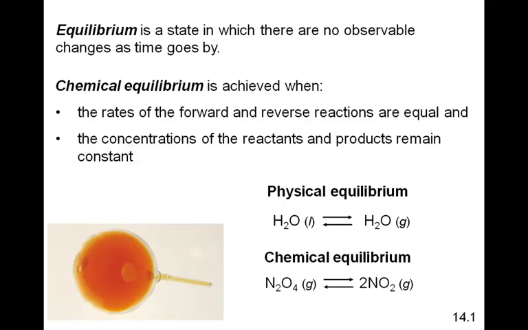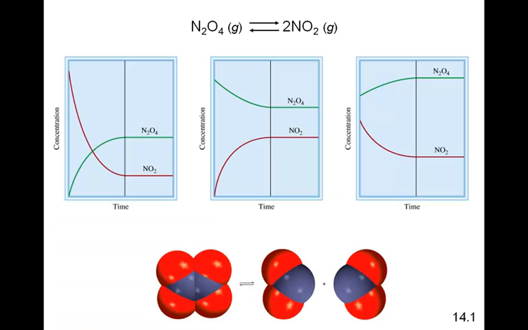And so the forward process and the reverse process are happening at the same time and at the same rate, and the concentrations of the two substances do not change. It remains the same. Constancy through change.